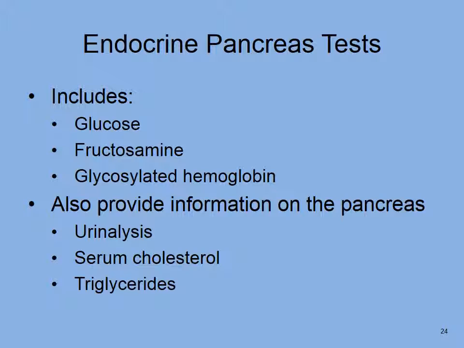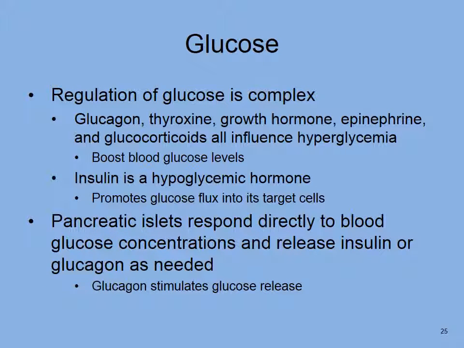Of course, our endocrine pancreas also has several tests available, most commonly just your plain old blood glucose. Also fructosamine, glycosylated hemoglobin, and there are some other routine tests that we do that provide useful information on the pancreas, and those would be like urinalysis, serum cholesterol, triglycerides, those sorts of things. So glucose. The regulation of glucose is complex. I'm not going to go into it, frankly. Not really.